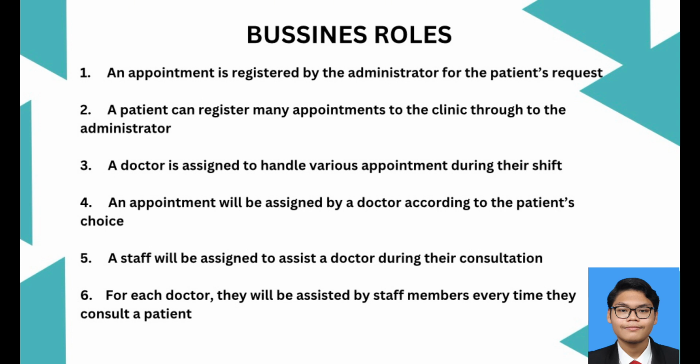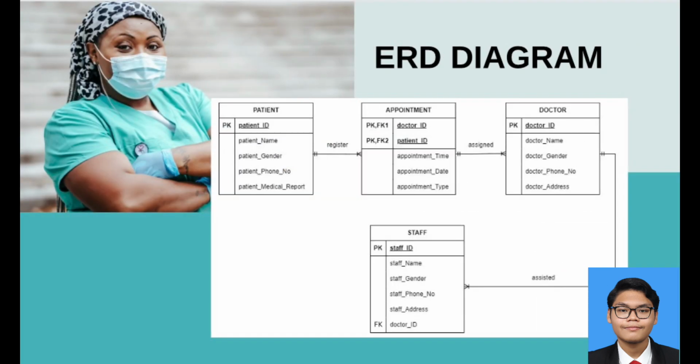Number 3, a doctor is assigned to handle various appointments during their shift. Number 4, an appointment will be assigned to a doctor according to the patient's choice. So, let me explain the relationship between number 3 and number 4. As we can see, number 3 and number 4 are about doctor and appointment. If we look at our ERD diagram, the doctor to appointment table relation is many to one or one to many. So, the appointment is the bridge to simplify our roles in our clinic management.